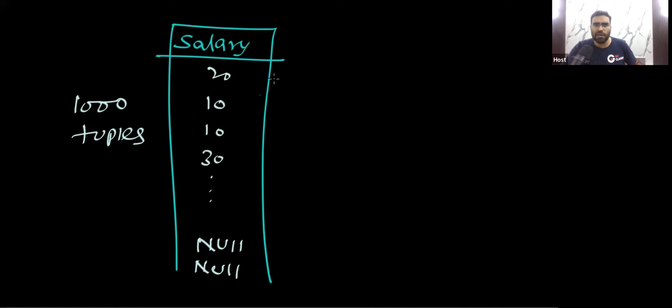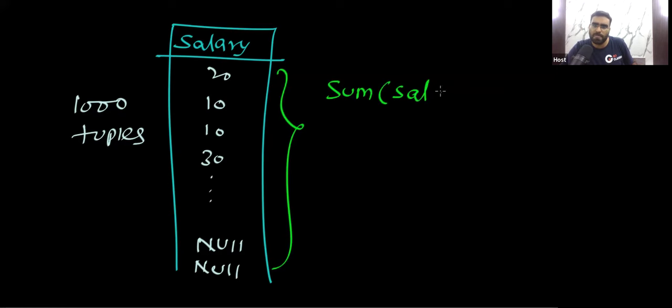Now you tell me, if I want to calculate the sum of salary, and I don't ignore the null values, then what will be the answer? If I do not ignore the null values, then null plus anything is null, that you already know. Yes or no?